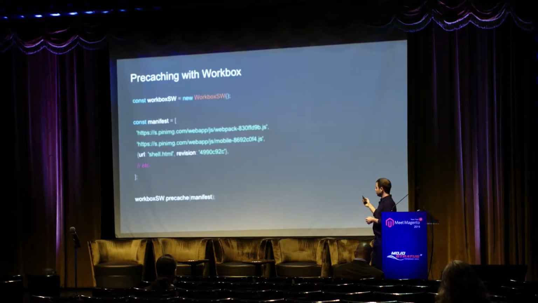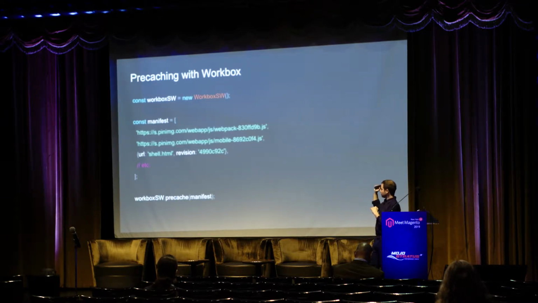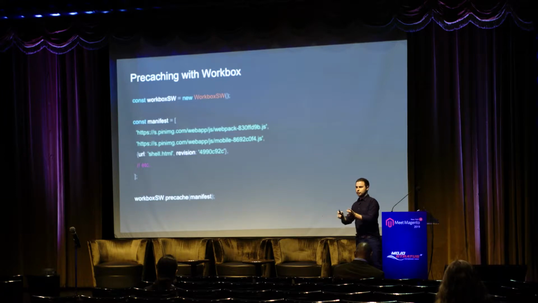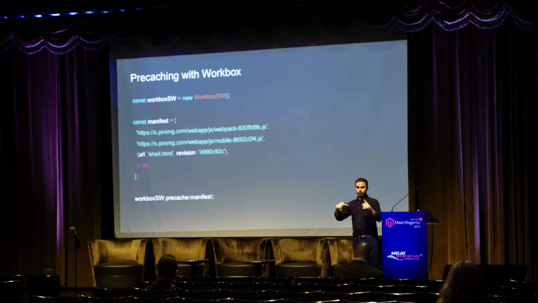Precaching with Workbox looks more or less like this, but this is a short version of that. So how it works, you are going to tell Workbox to precache a list of files, or you can say you can take this folder and precache all the content of this folder. And this is the part of the service worker that Workbox is going to generate automatically for you.